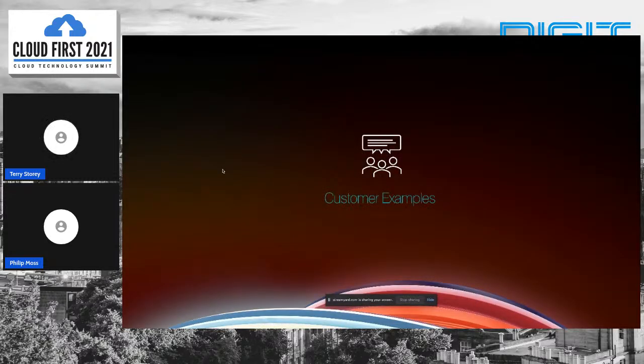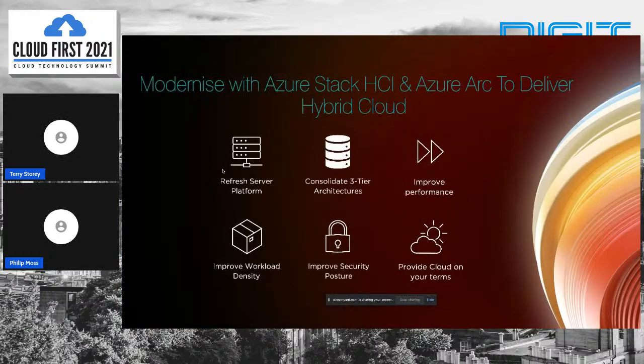So customer example. In terms of this customer example, it's further education. Next slide, please, Phil. So in terms of this customer that we're going to be focused on, which is a further education customer, we focused a lot on refreshing and modernizing their platform, consolidating their SAN architectures into an HCI platform, obtaining 2 to 3 times performance improvements. We were able to get a lot more density from the outcome of modernizing to an HCI platform, while improving security posture and actually enabling cloud on-premise, all to boot out of this whole end-to-end solution approach. Next slide, please, Phil.